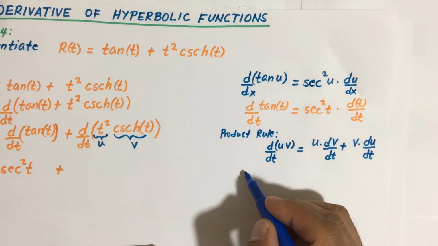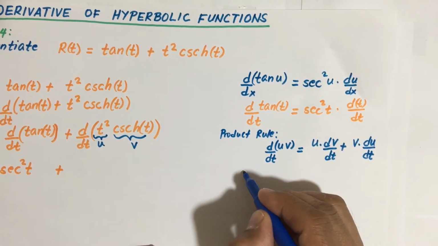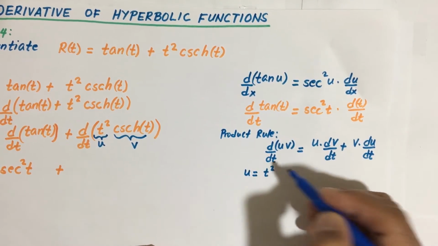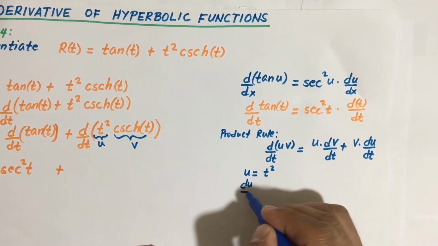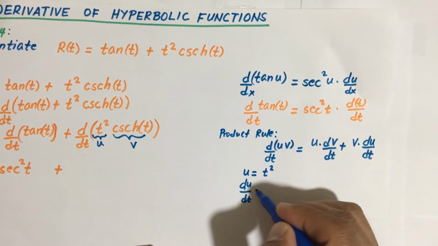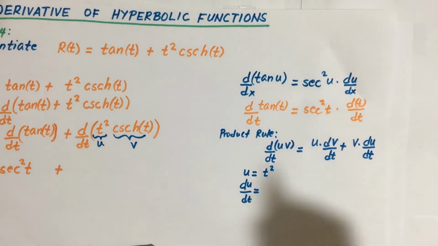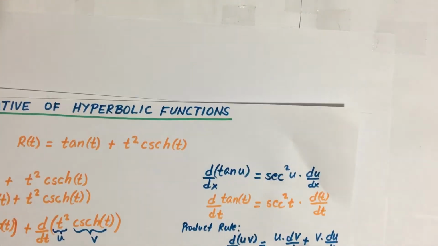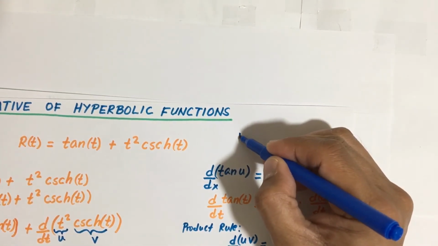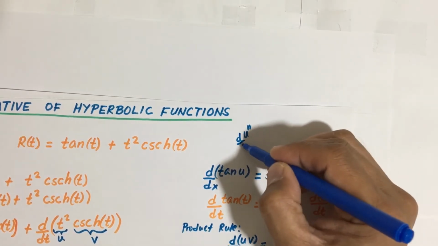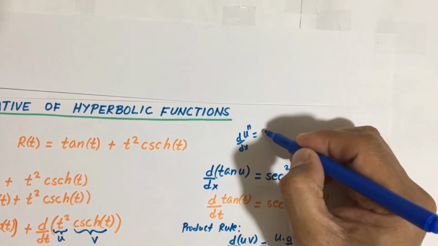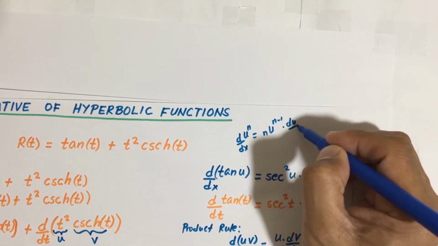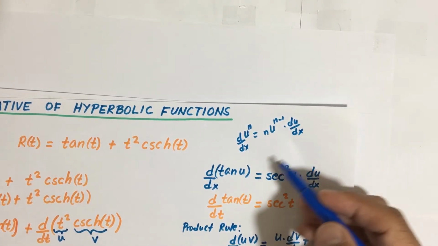Okay? So therefore, u is equal to t squared. So when you take the derivative of u with respect to t, this time we're going to apply the power rule. What is the power rule, class? You can still remember, if you have the derivative of u to the n with respect to x, this would be n times u to the n minus 1 times the derivative of u with respect to x. So this is actually the general power rule.